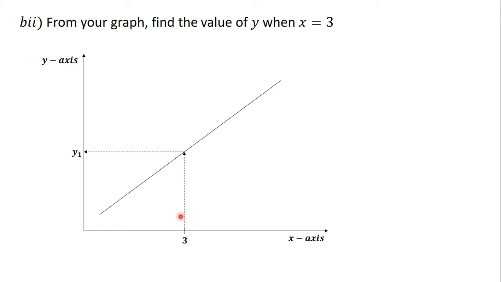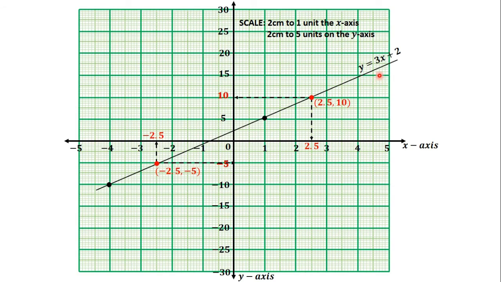Let's apply this on the graph sheet. We have already drawn the graph of the straight line y is equal to 3x plus 2, and we have found the gradient of the straight line. At this stage of the question, this is how our graph sheet will be looking like. We have the points minus 4, minus 10, and 1, 5. We use those points to draw the straight line. Then we have the points minus 2.5, minus 5, and 2.5, 10. We use these points to find the gradient of the straight line.